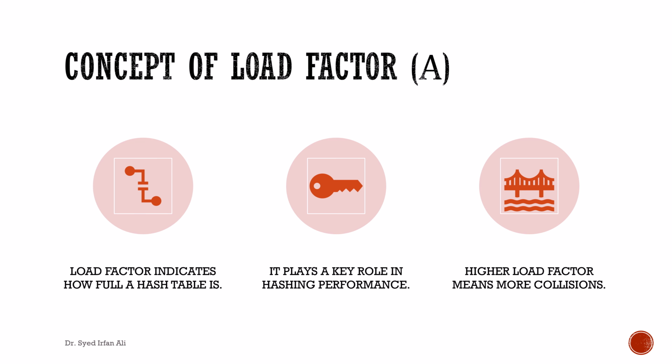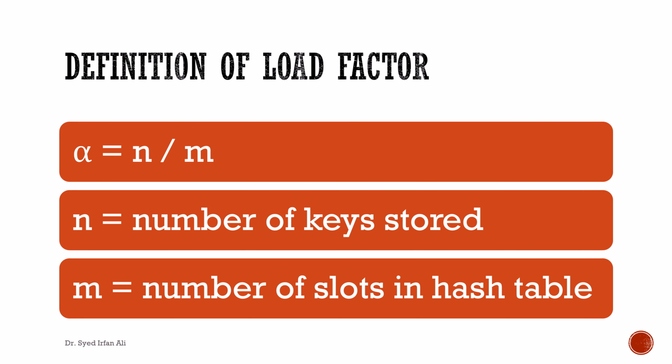Let us first understand what load factor means. Load factor tells us how full the hash table is. It helps us to understand whether the hash table has enough space or is overloaded. If the load factor is high, collisions increase. If the load factor is low, hashing works very efficiently. The load factor is represented using the symbol alpha.